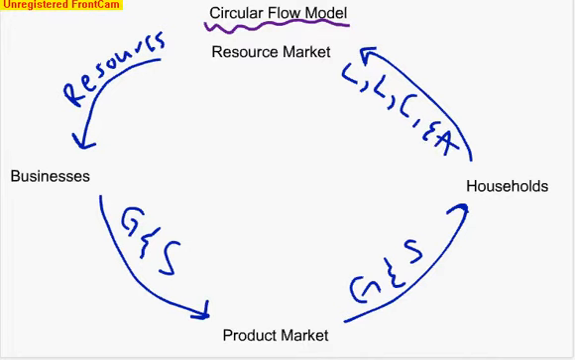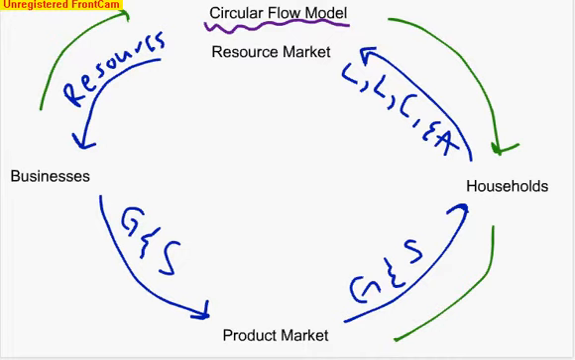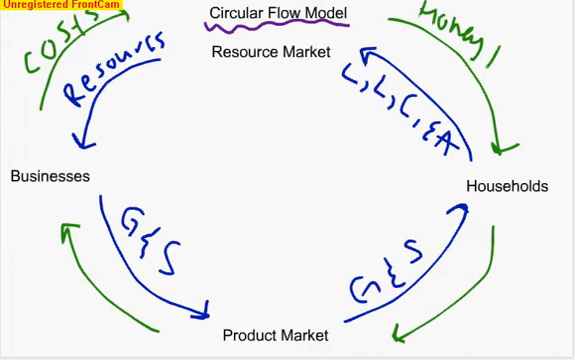Then, on the other side, we have the clockwise flow. These are green arrows that I'm drawing in now, and these represent the money flow of income and expenditures. From businesses to the resource market, we have costs. From the resource market to households, we have money, income. So that's wages, rent, interest, and profits.